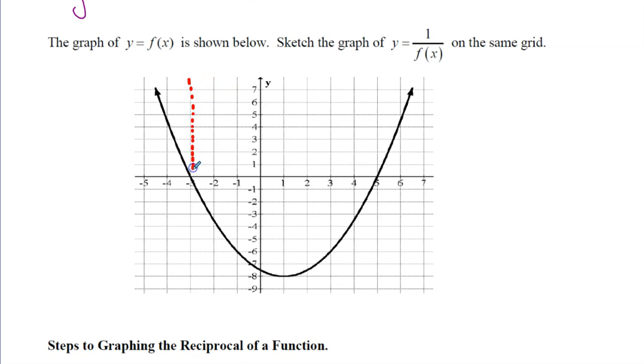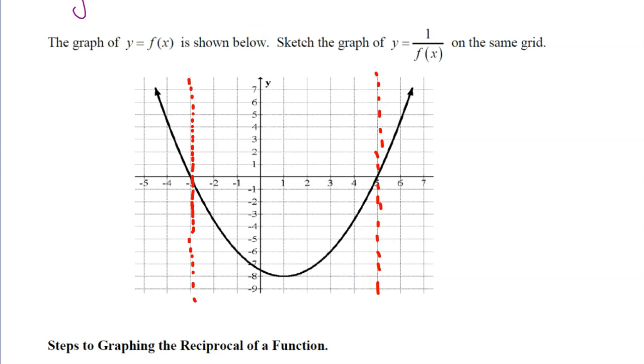My lines are going to be thicker here, but the first step is to dash them out a bit more and put in the asymptotes. Where the original graph has a 0, the black is the original graph, then the reciprocal 1 over f of x is going to have asymptotes. That's step 1.